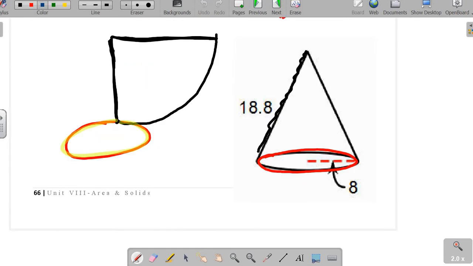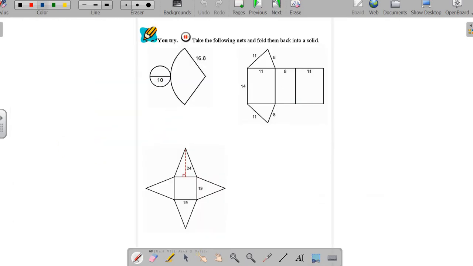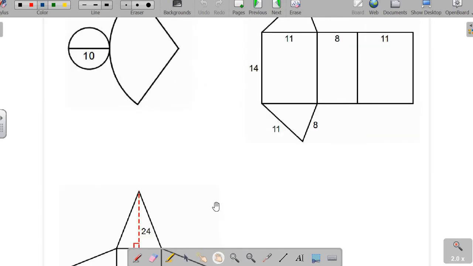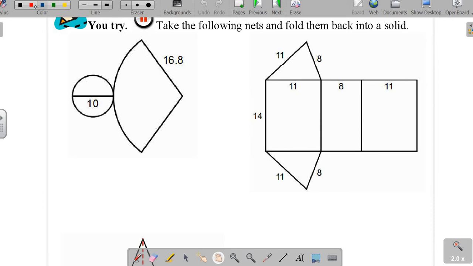So you have to go from 3D into 2D and 2D into 3D. You do this page, fold these back into a solid and draw. Pause the video. Welcome back. Hopefully you're not copying. I really hope you took the time to do this on your own.